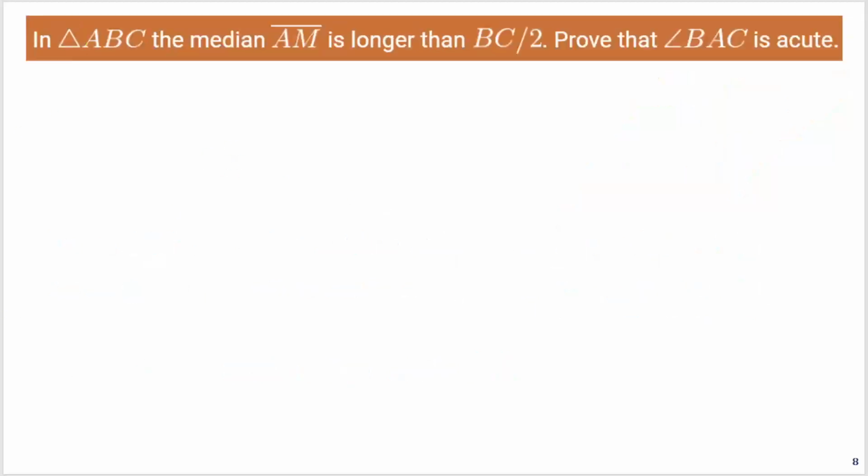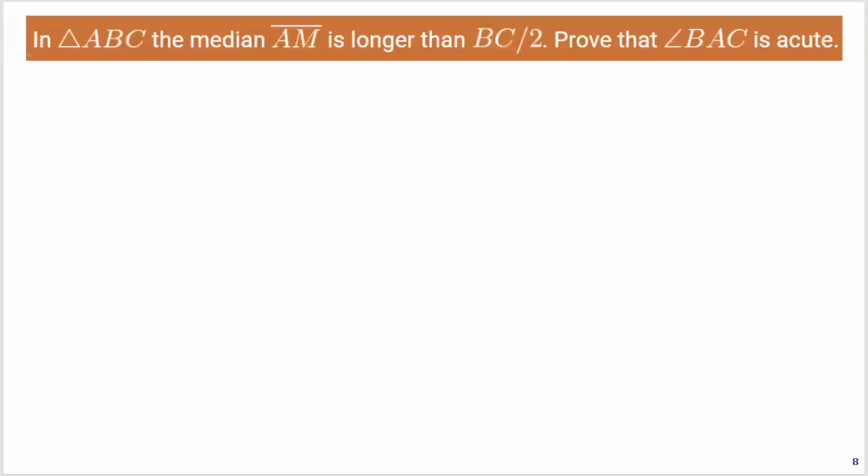In triangle ABC, the median AM is longer than half of BC. Can you prove that angle BAC is acute? Well, let's draw a diagram for you to illustrate this situation here. Basically, we have a triangle ABC, and we have a median here. So M is the midpoint of BC.